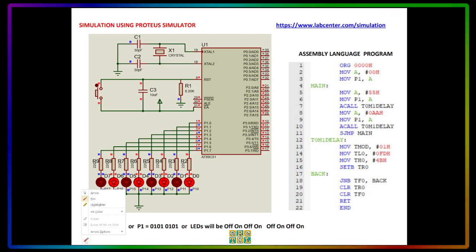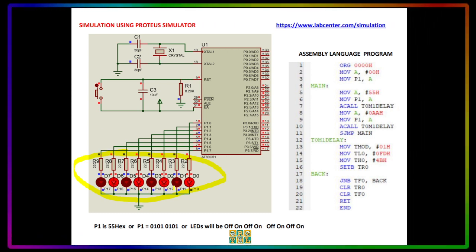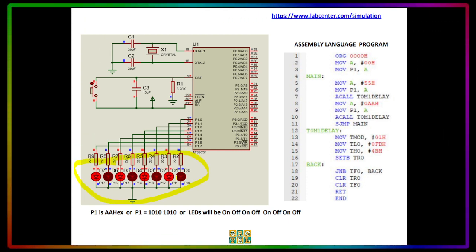And for Proteus, we will see that this is actually the circuit that I used also to draw the circuit. And you will notice here at the bottom that the LEDs are off, on, off, on, off, on, off, on. But after 50 milliseconds, it will become on, off, on, off, on, off, on, off. So there you go. This is the example of the assembly language program.